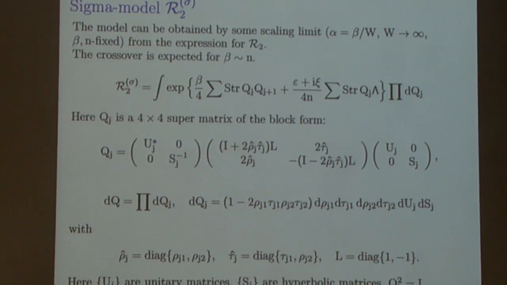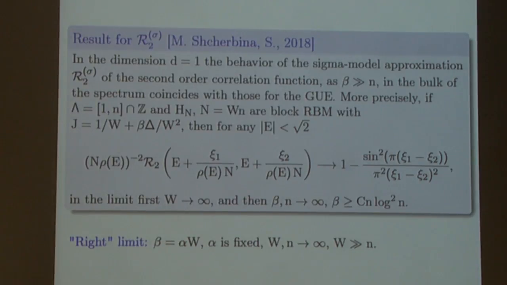Our result is that indeed, if beta is bigger than n, you have GUE statistics. Unfortunately, that result is not for the whole bulk of the spectrum. You have energy smaller than square root of 2, but that is a technical condition which comes from the fact that we don't really want to deform the contours properly. In principle, I think it should be avoided, but again, it's already quite complicated. So what we can prove is that if we have this model with rescaling, and we first put W to infinity, and then put beta and n to infinity with beta bigger than n times log squared of n, then we get the behavior that we have for GUE matrices, the sine kernel.